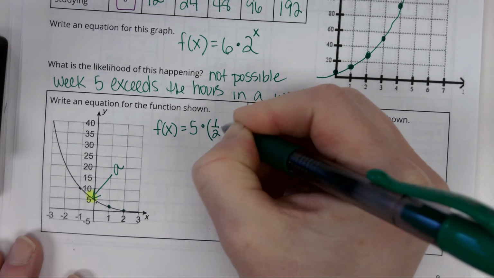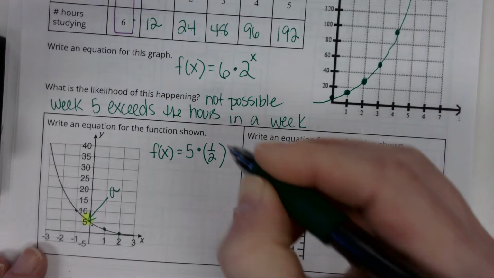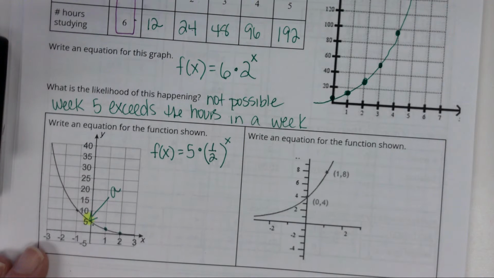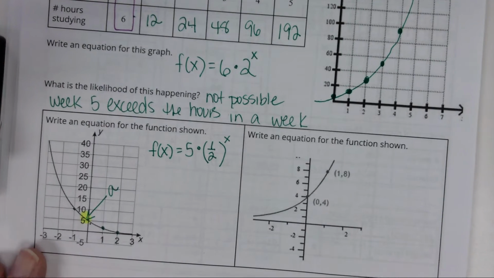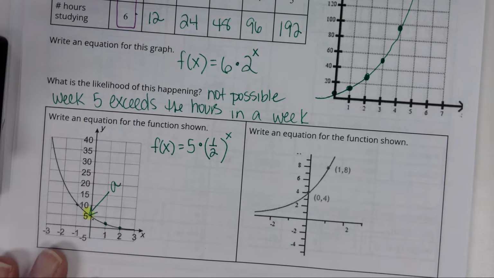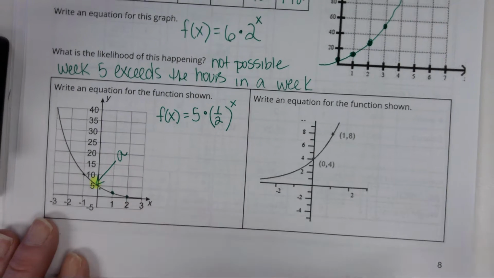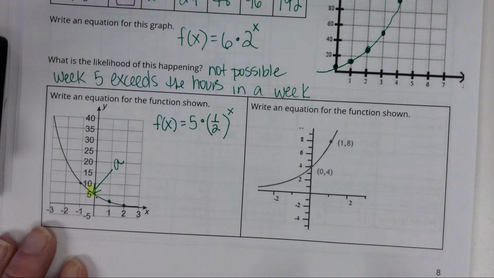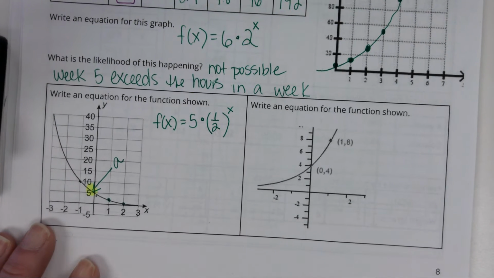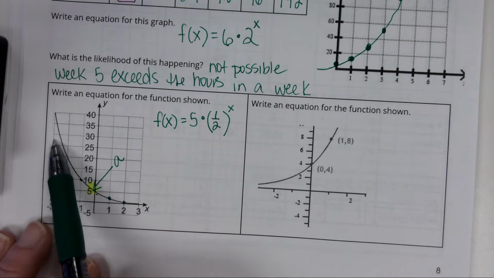When did you start? It's where the graph hits the y-axis. Okay? So that's why I highlighted right there. So this would be my exponential function. It's decaying, it's going down.